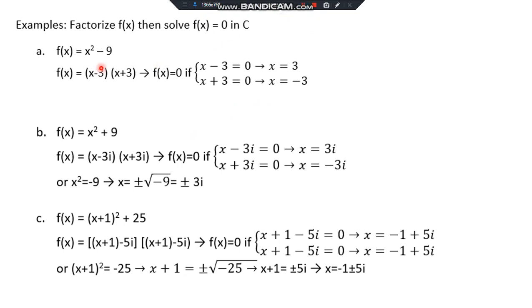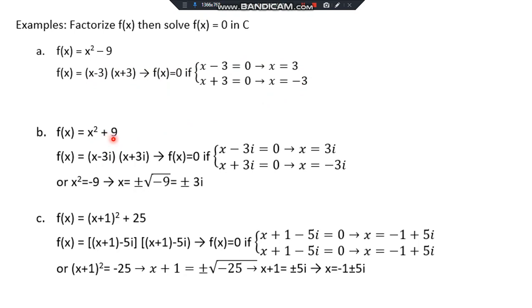Here we're going to continue factorizing, and in C, we said in C, in complex. So this is the real; we don't have complex here. X minus 3 into x plus 3 equal to 0. X equals 3 or x equals minus 3. This is in real. Here it's in complex.